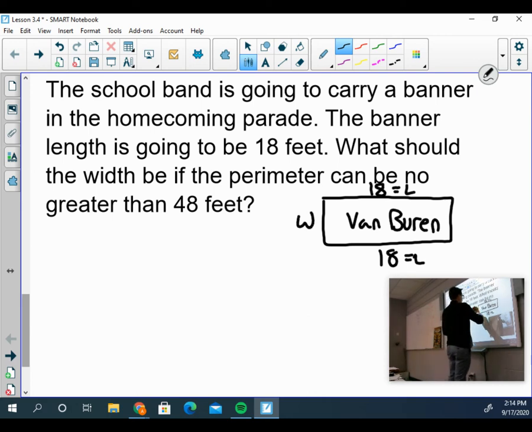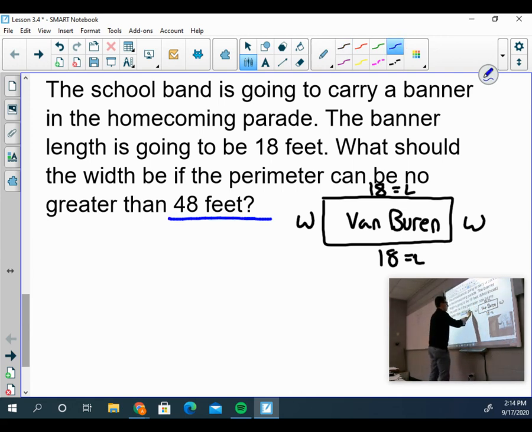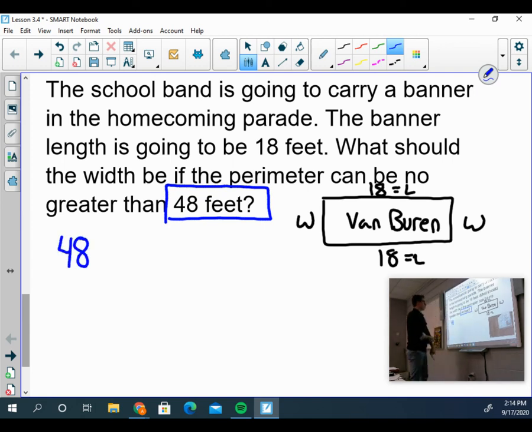And what should the width be if the perimeter can be no greater than 48? So we don't know the width, but I know the width on the left side and the width on the right side will be identical. And the perimeter totals 48 feet. Well, what's the formula for perimeter of a rectangle? Well, you simply add up all the sides. So when I read this, I see that 48 feet acts as that total I always look for. And if you're confused as to why 48 is the total for the perimeter, feel free to email me.